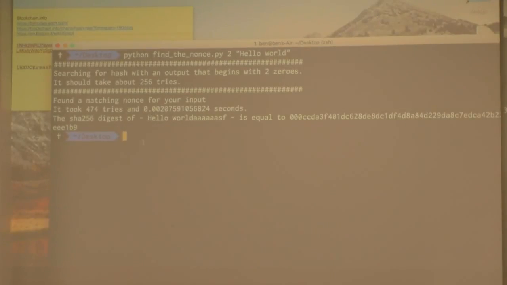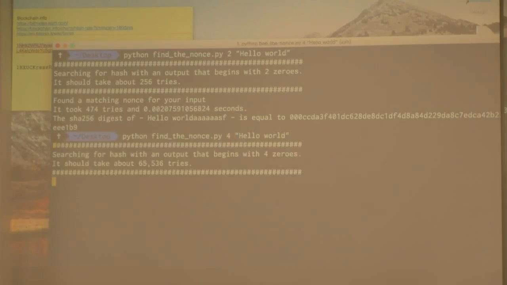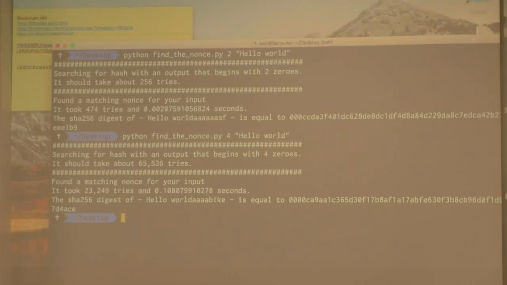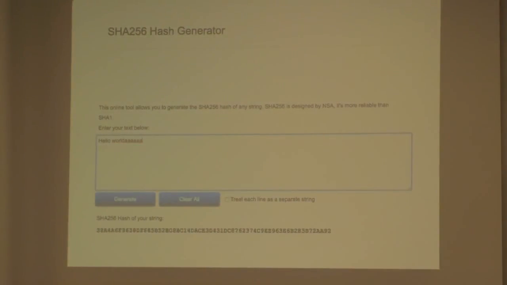So that took 0.002 seconds. Just getting a set of the first two characters is pretty simple. Let's raise the stakes. Let's try getting four zeros. Again, it took 0.1 seconds. Oh, we got the word bike in there. That's pretty cool. Yeah, we got 4 zeros.